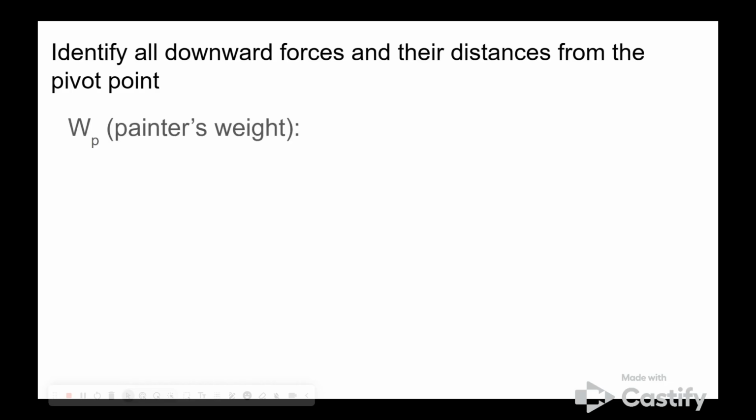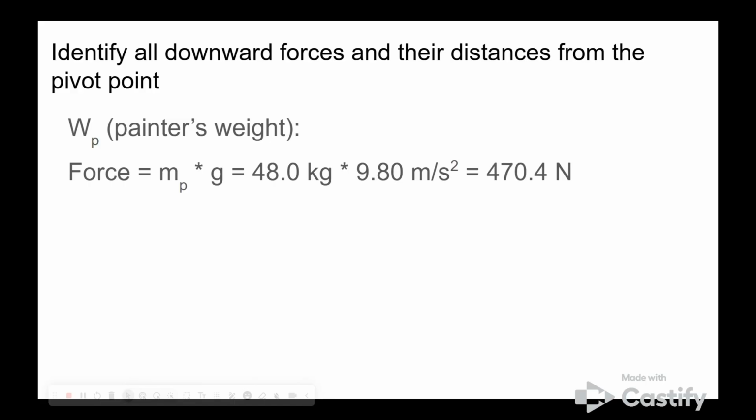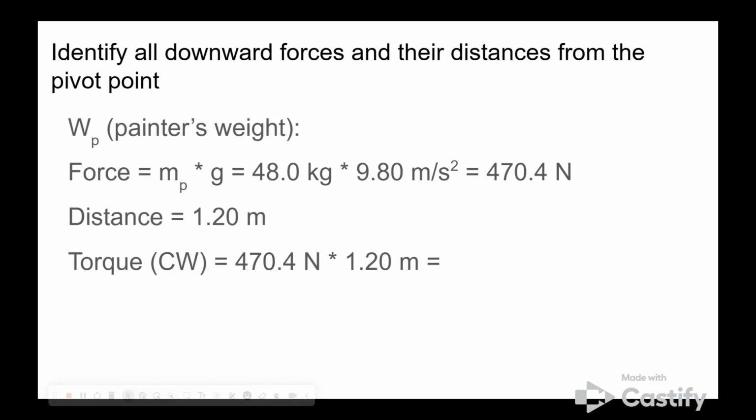So we have our painter's weight, which we denoted with W of P. Our force is the mass of the painter times G, which is 48 times 9.8, and we get 470.4 newtons. Then our distance is 1.2 meters, as denoted in the problem; it tells us the painter is 1.2 meters away from the left support. Then our clockwise torque is the force, 470.4 newtons, times the 1.2 meters, and we get 564.48 newton meters.